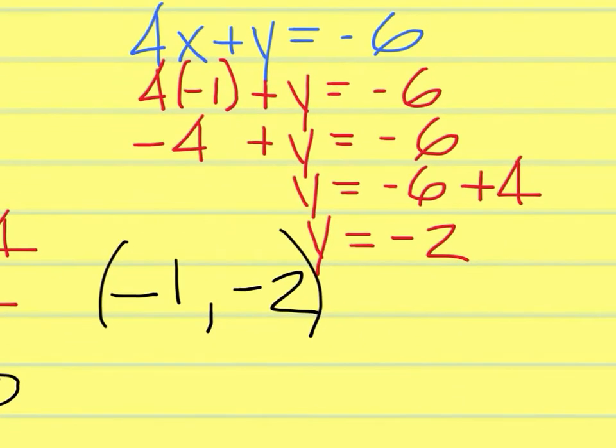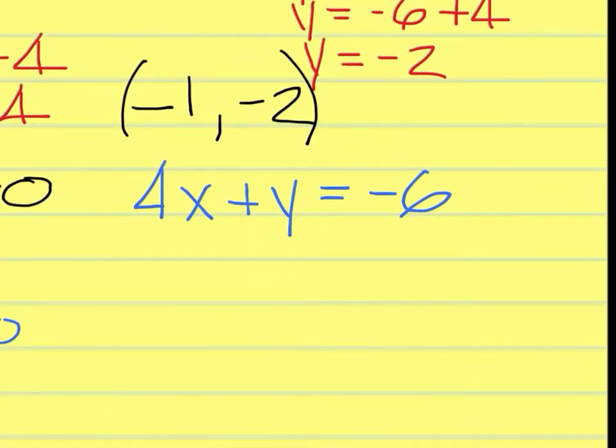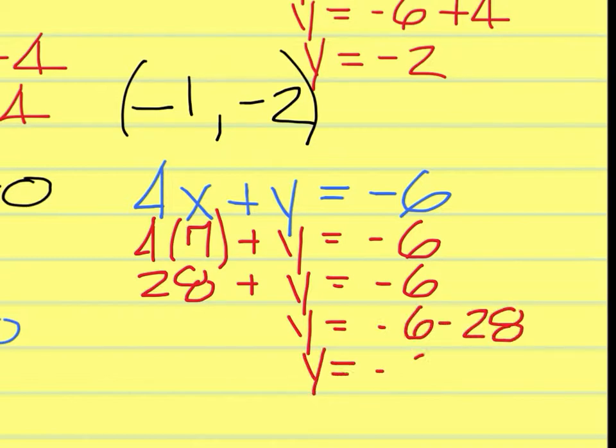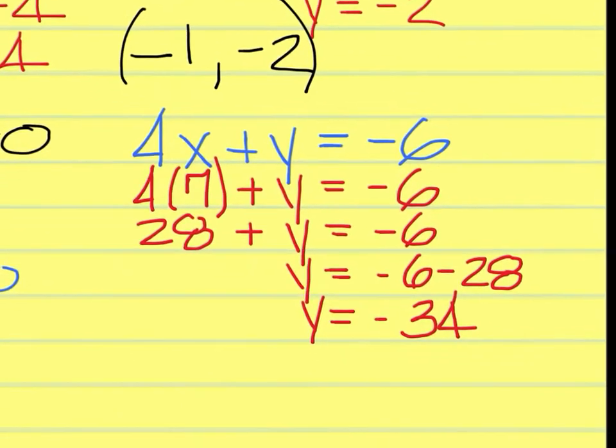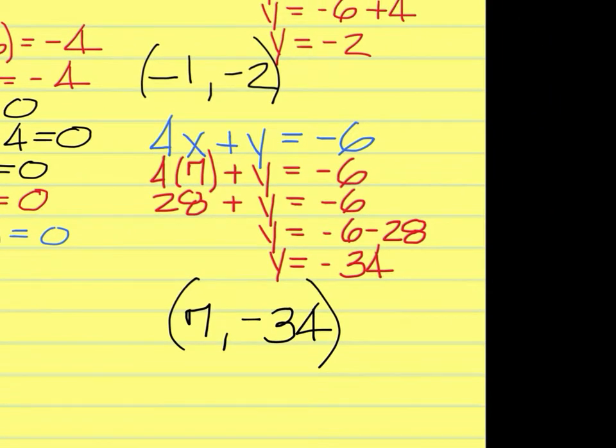But now I have to do the same thing again with 4x plus y equals a negative 6, and we're going to plug in a 7. When I do 4 times 7, I get a 28. That 28 is going to have to move over to the other side and become minus 28. That'll give me a y value of negative 34. So I plugged in a 7 and came back with a negative 34. So your solutions are negative 1, negative 2, and 7, negative 34.